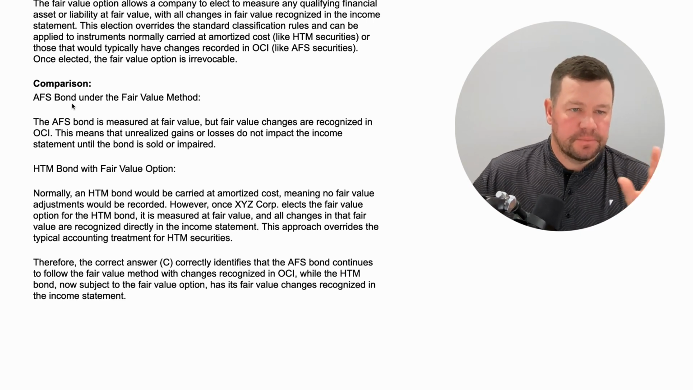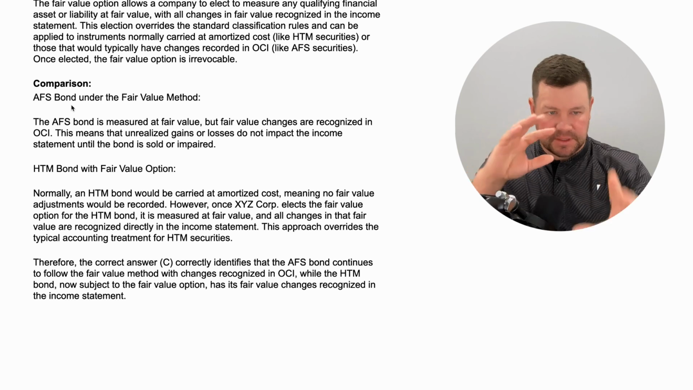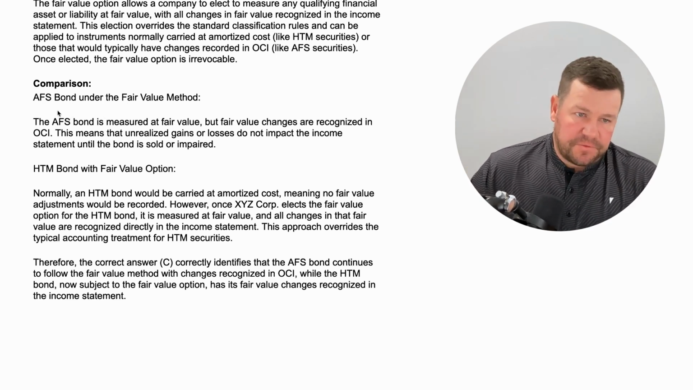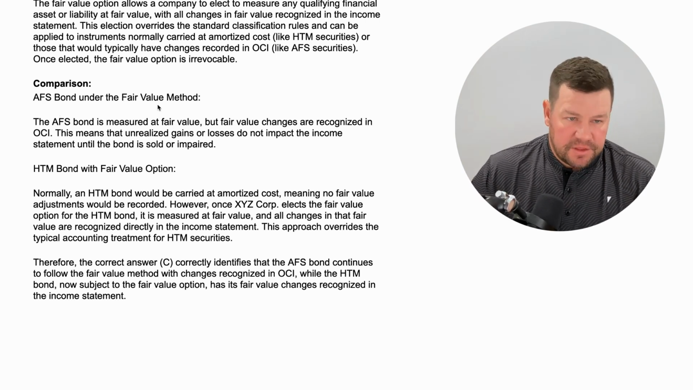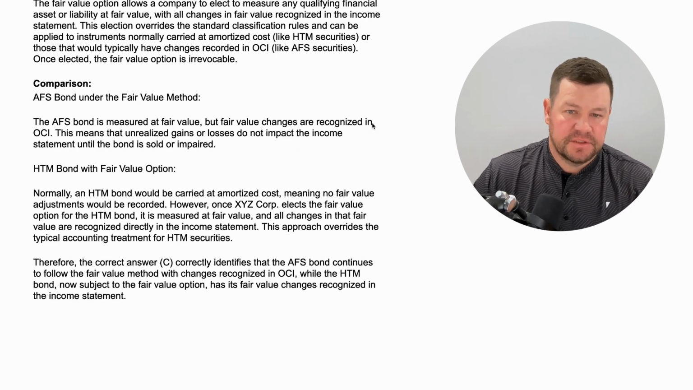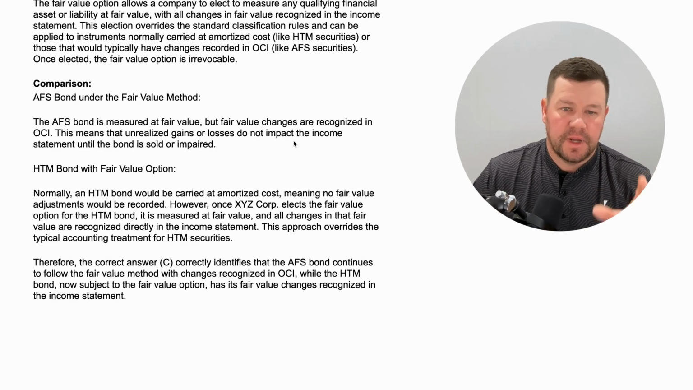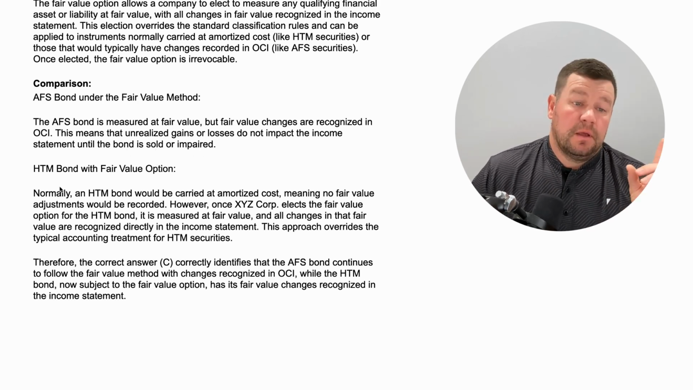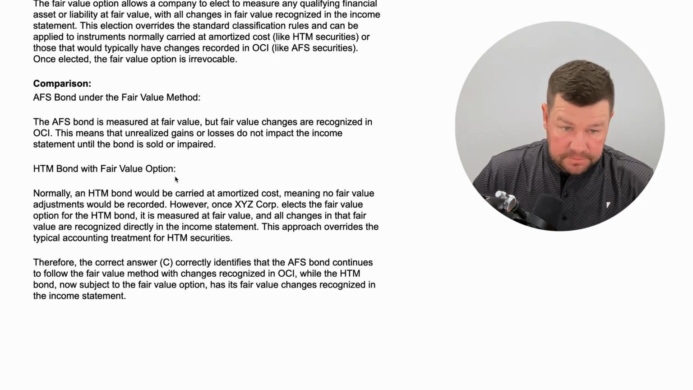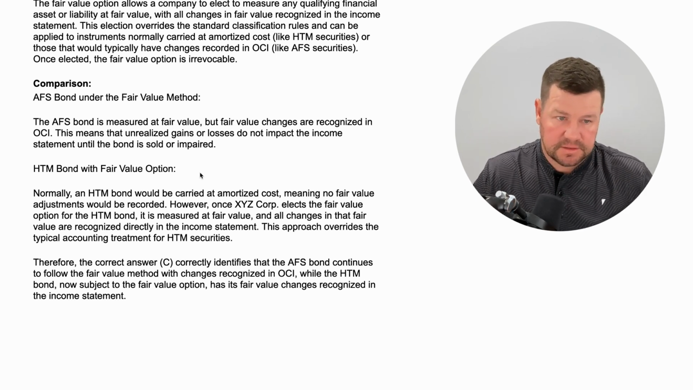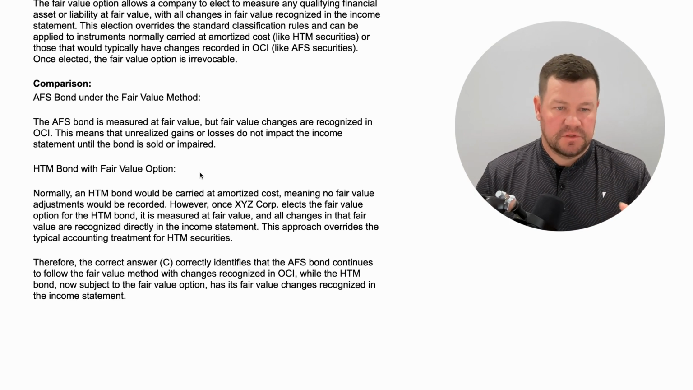So here's another comparison to set the stage for the remaining questions. For an AFS bond under the fair value method, the AFS bond is measured at fair value, but the fair value changes are recognized in OCI. That means the unrealized gains or losses do not impact the income statement until the bond is sold or impaired. An HTM bond with the fair value option: normally an HTM bond would be carried at amortized cost, meaning no fair value adjustments would be recorded.